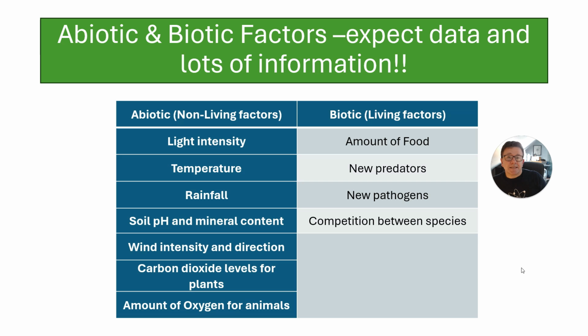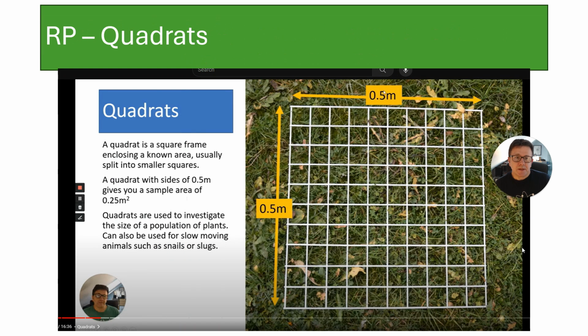Abiotic factors: expect data and lots of information. They might talk about competition, they might talk about adaptation as well. They might give you pictures of plants and animals you've never seen before, and you need to say why they are adapted to their environment. So I would say just use your common sense for those. Abiotic is non-living factors, biotic is living factors.